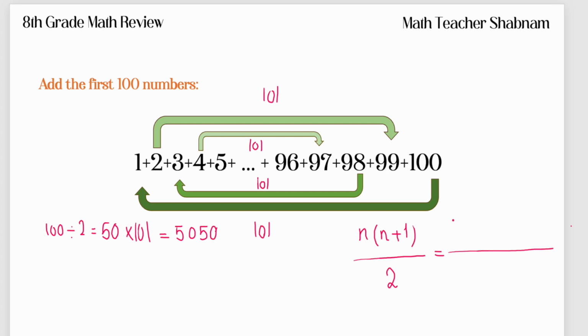I was looking to add my 100 numbers. So n in this case is 100. We have to multiply that by 100 plus 1, 101, divided by 2. Then again, we are facing the same multiplication, 50 times 101. We get the exact same answer. Everything seems to be correct.